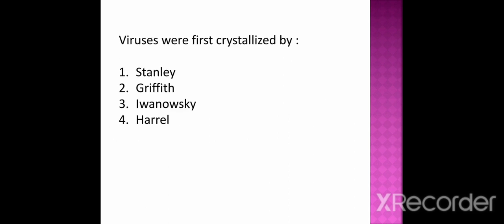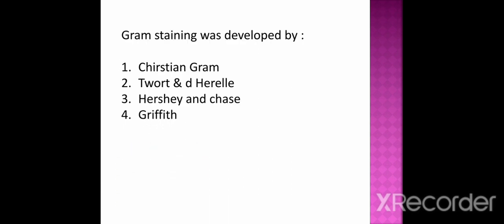Viruses were first crystallized by 1 Stanley, 2 Griffith, 3 Ivanovsky, and 4 d'Herelle. And the correct answer is Stanley. Next question is, gram staining was developed by? Option 1 Christian Gram, option 2 Twort and d'Herelle, option 3 Hershey and Chase, and option 4 Griffith. And the correct answer is Christian Gram.